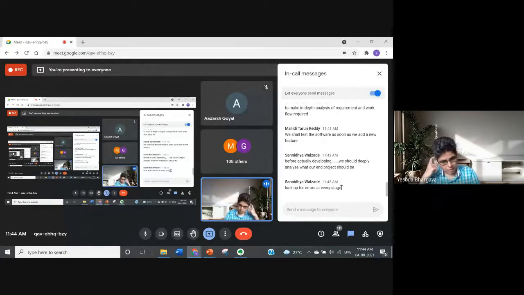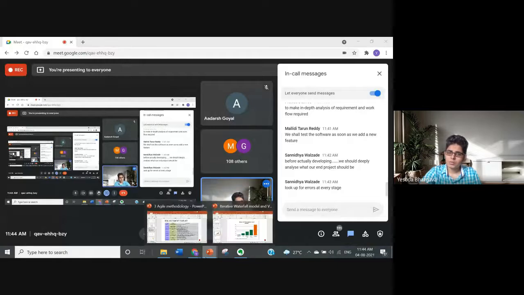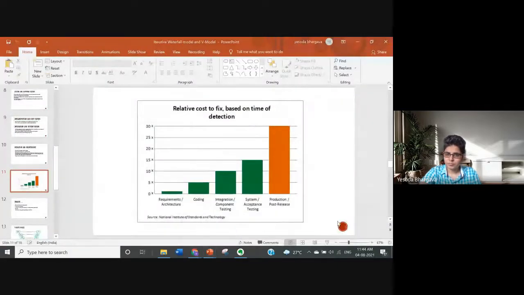Otherwise, as we saw in the plot I showed you last class, the cost of testing may be much more than the market value. And this we learn through trial and error. So doing projects is a very good way to learn all these things.